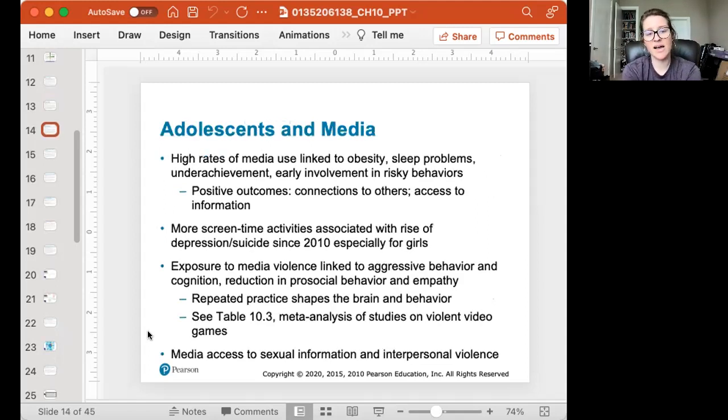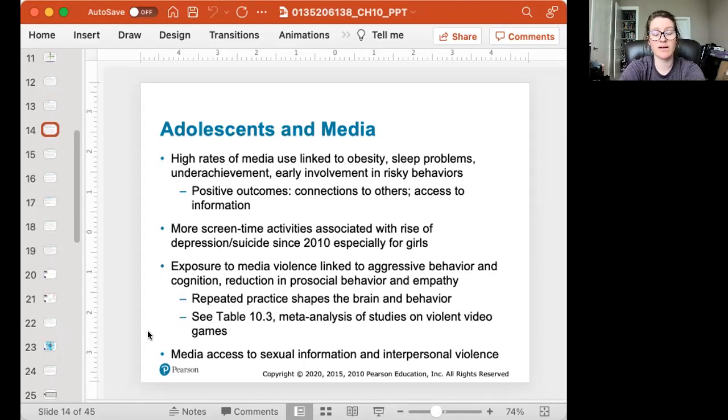Adolescence and media. High rates of media use are linked to obesity, sleep problems, underachievement, and early involvement in risky behaviors. And you can easily see how there's an opportunity for major social comparison on social media, where people always post the most perfect parts of their lives. And they don't always show the worser parts of their lives, which could lead to a misperception of, man, my life sucks compared to everybody else. And that leads to discontentment with their life, their body, all these different kinds of things.